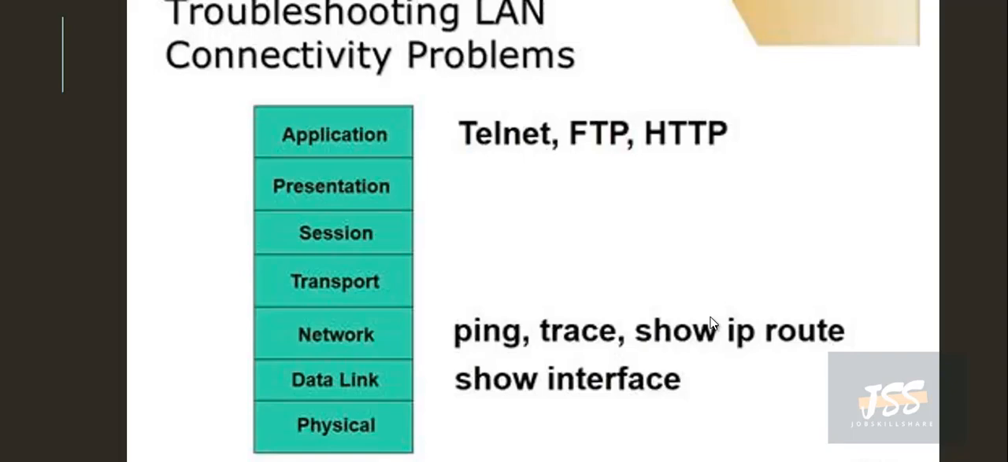We have 7 OSI layers. You can see over here: physical, data, network, transport, session, presentation, and application. The more we dig into this detail, we can see that with ping, we can ping the IP, whether the interface is active or not. We can trace the destination. We can use the show IP route command to see the static or dynamic routes. We can use the show interface command to see whether the interface is up, or whether the line protocol of the interface is up or not.